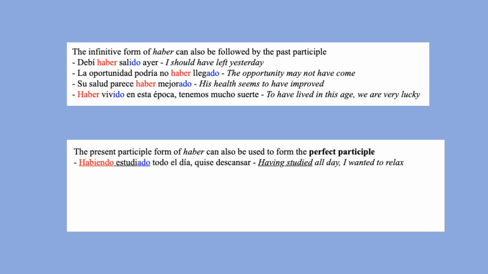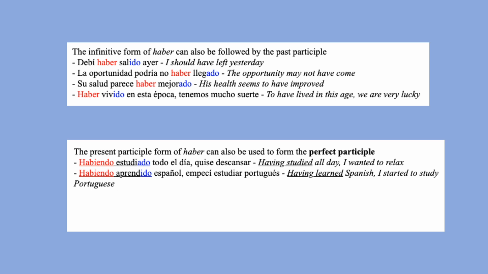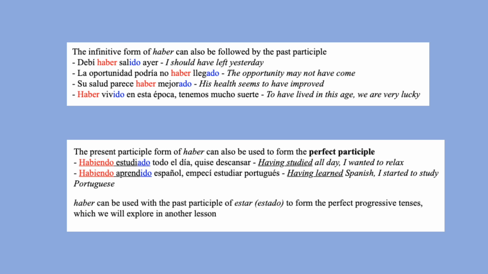You can use the present participle form of haber to form the perfect participle as well. Habiendo estudiado todo el día, quise descansar. Habiendo aprendido español, empecé a estudiar portugués. And haber can be used with the past participle form of estar, estado, to form the perfect progressive tenses, and we will explore that next. He estado estudiando todo el día.